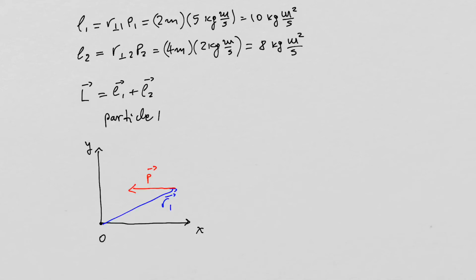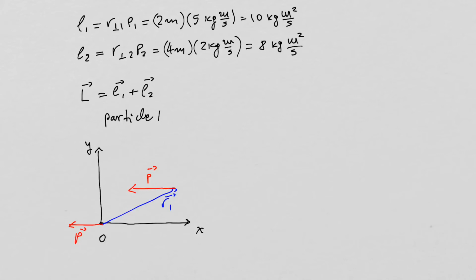Let's look at particle 1 first. So the position vector r1 is directed like so in the xy plane. The momentum vector is directed like so in the xy plane. I'm going to slide the momentum vector so that both vectors have the same starting point. They both start at the origin, and then I will apply the right-hand rule.